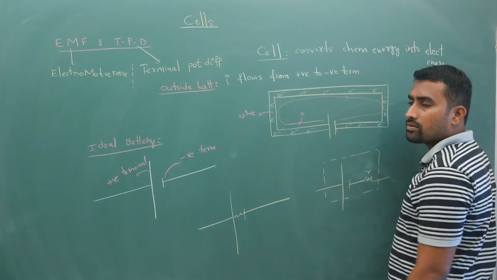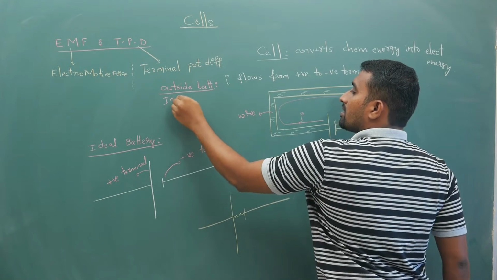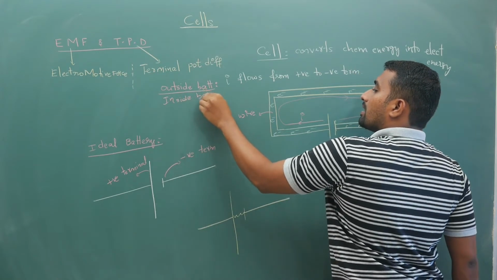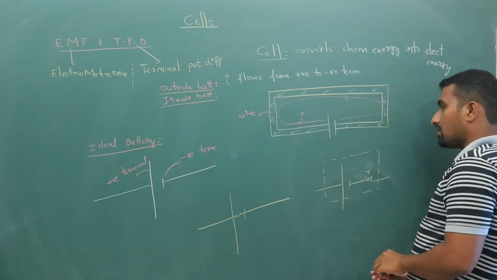And inside the battery, if you are taking the inside of the battery, for current to flow obviously we need a closed path.